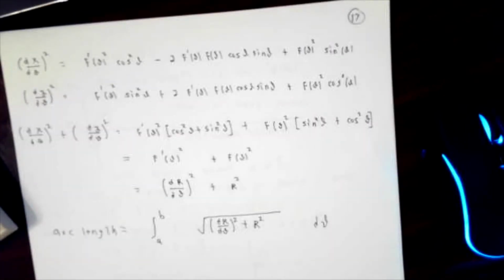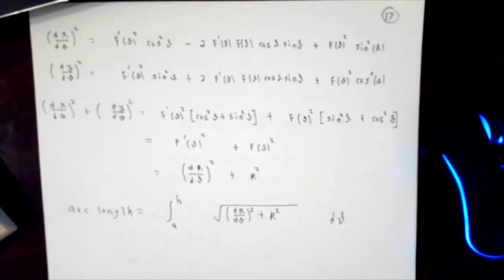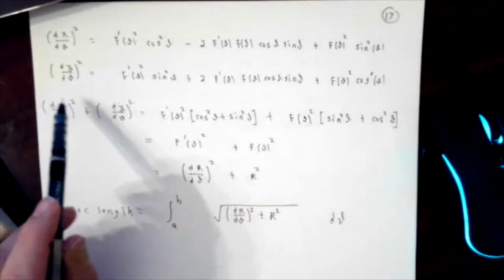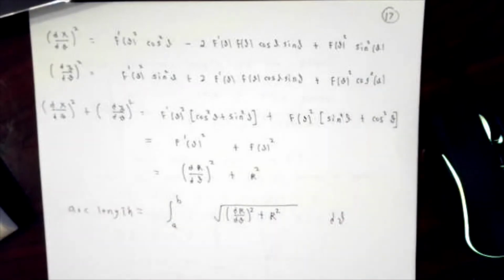Now, this is nothing but algebra. When you have a difference of two quantities squared, it's the first one squared minus twice the first one times the second one, plus the second one squared. So both dx d theta squared and dy d theta squared are easy to write out, although they are kind of ugly looking. But we're going to add these things together.